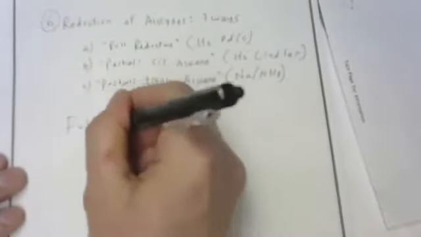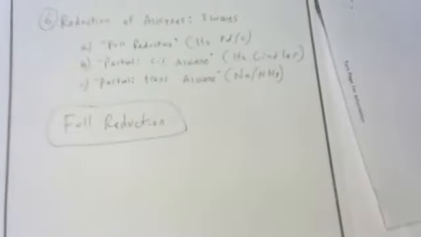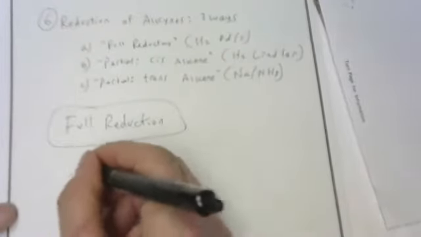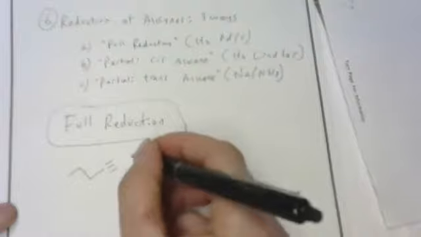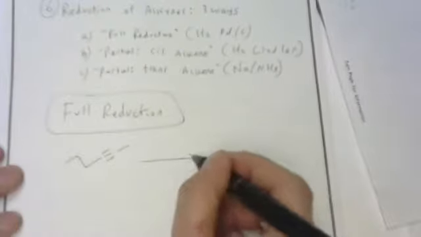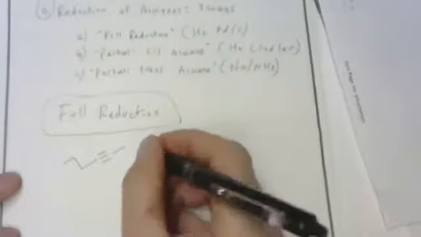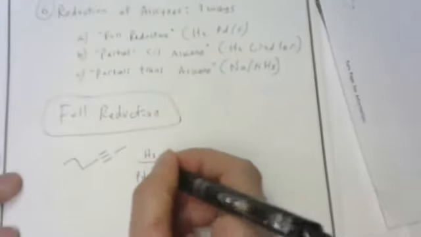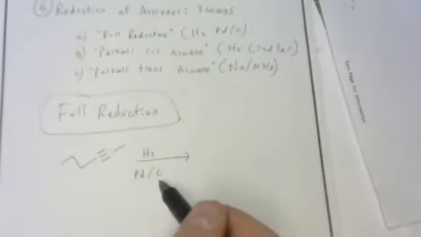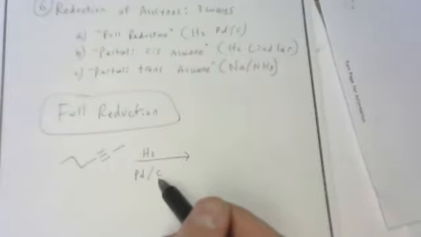So the full reduction, let me open the chat too. The full reduction, I'll just show an example of it. Okay, so it's an alkyne. And what are the reagents for the full reduction? Well, it's H2, palladium on carbon. Does anybody know what that means, Pd/C? Palladium's a metal. Carbon is essentially charcoal in this case. So it's basically the metal is absorbed into charcoal.